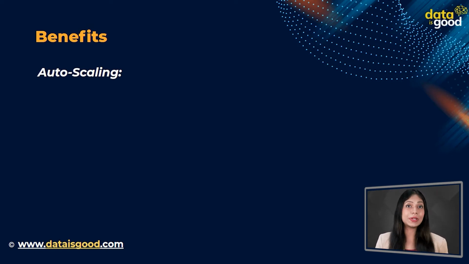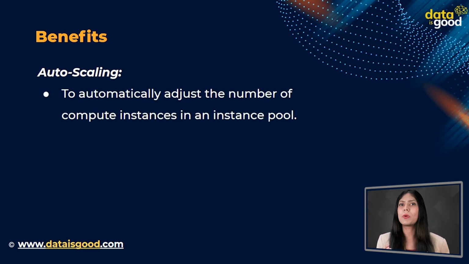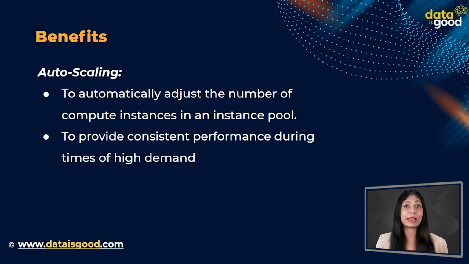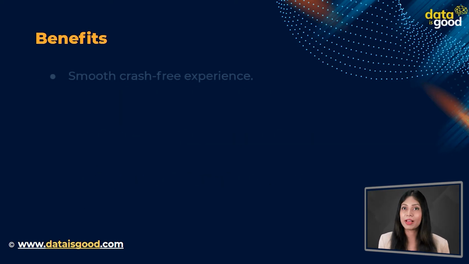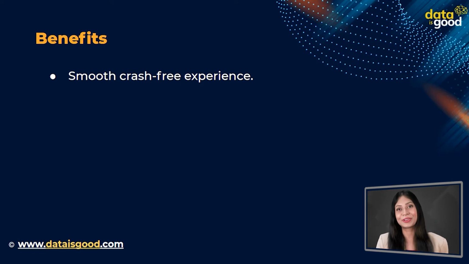The third benefit of using EC2 instances is auto-scaling. Auto-scaling of EC2 instances allows users to automatically adjust the number of compute instances in an instance pool. It allows users to provide consistent performance during times of high demand, while also lowering your cost during times of low demand. We can understand it by the example of Netflix, which uses this feature to its advantage and provides a smooth, crash-free experience to its users all across the globe.